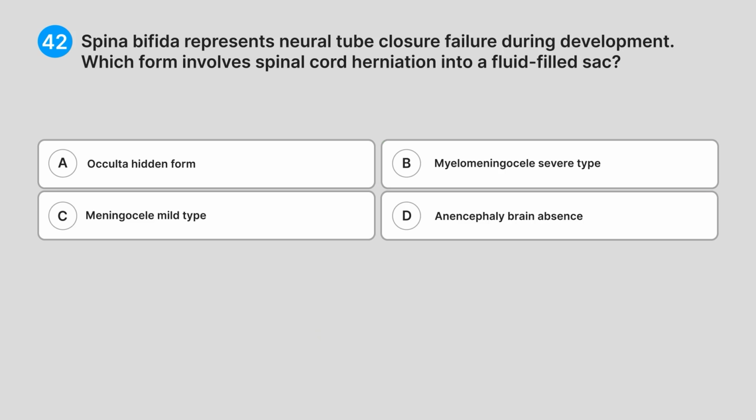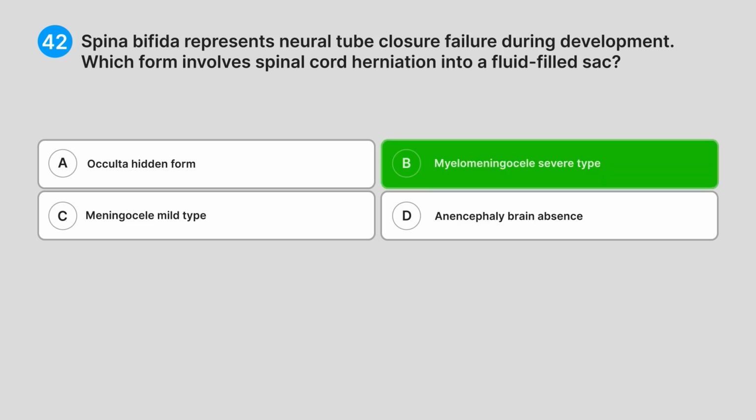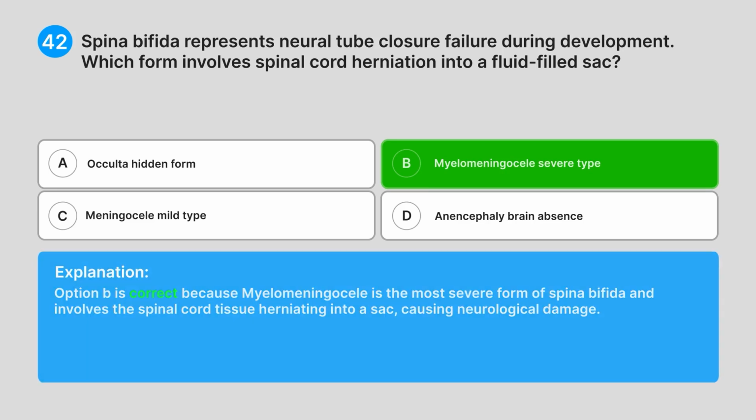Correct answer B. Myelomeningocele, severe type. Explanation: option B is correct because myelomeningocele is the most severe form of spina bifida and involves the spinal cord tissue herniating into a sac, causing neurological damage.